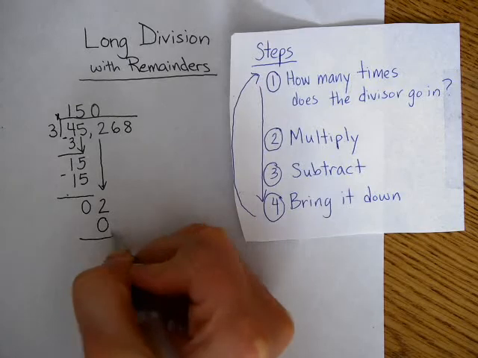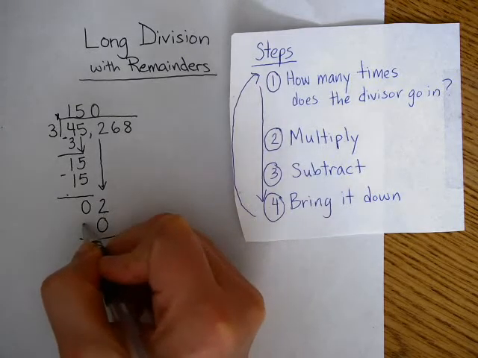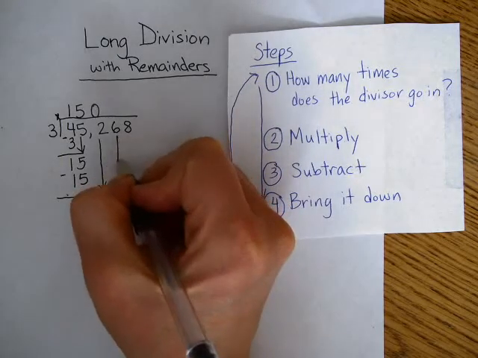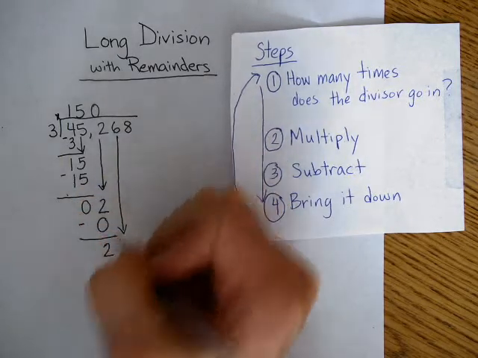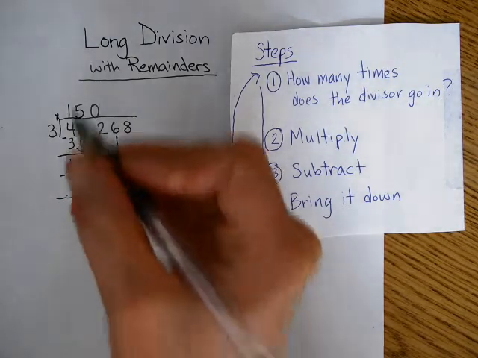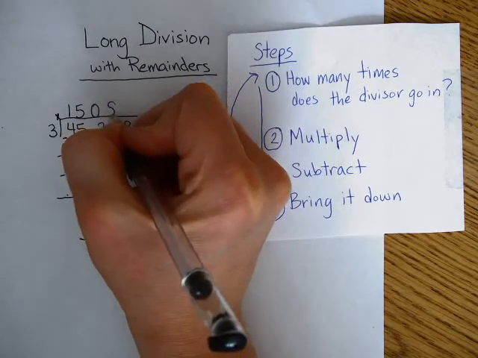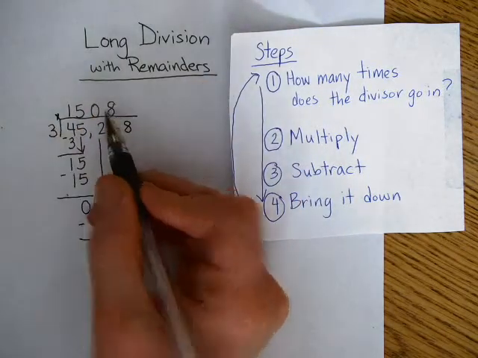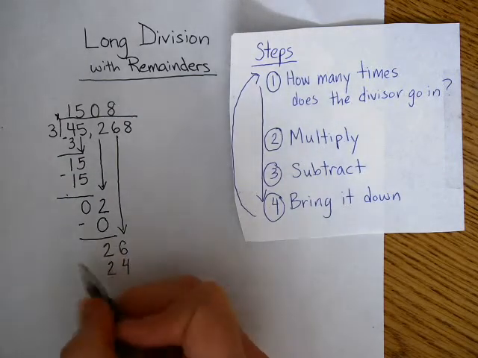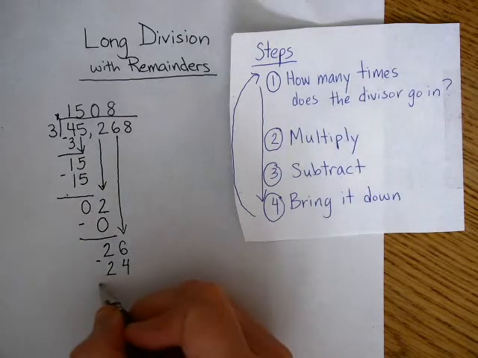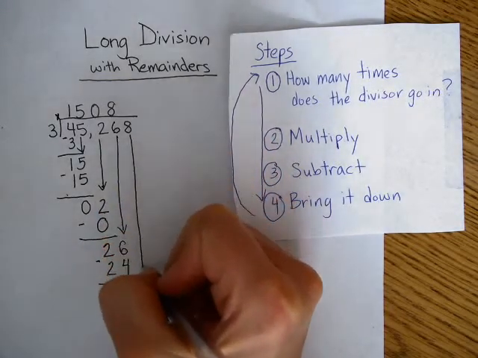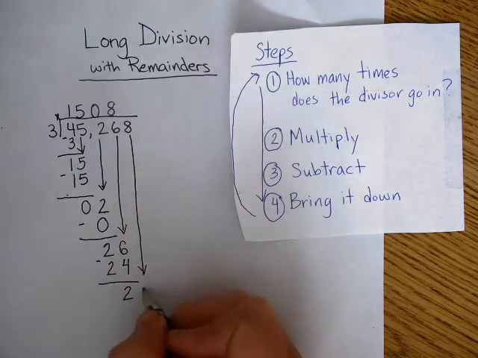Okay, so then subtract. 2 minus 0 is 2. So we have the same number, and we bring down the 6 beside it, again keeping it nicely lined up. Okay, 3 goes into 26. How many times? 8 times. Then I multiply. 3 times 8 is 24. And I subtract. 26 minus 24 is going to be 2. I bring down my final number 8. Again, keeping it right in a straight line.